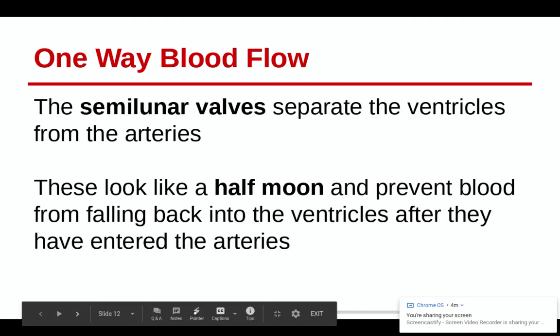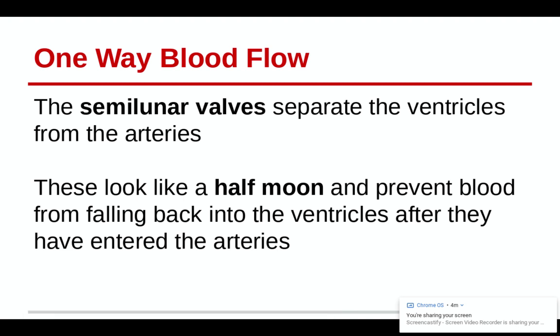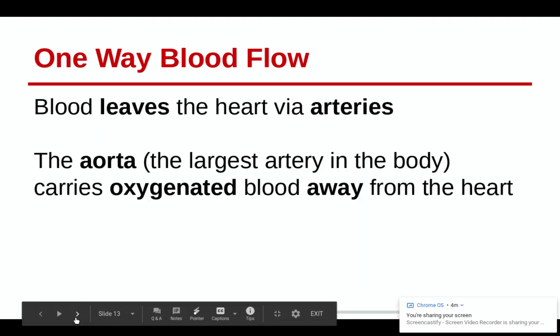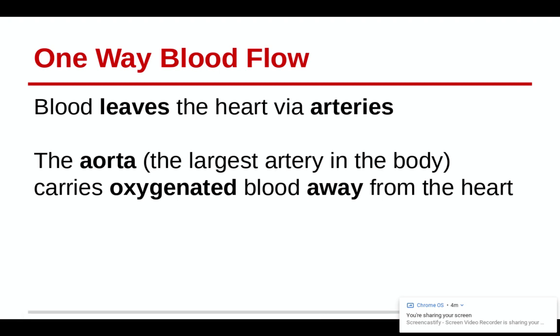The semilunar valves separate the ventricles from the arteries. So again, as it's pumped through the ventricles out into your arteries, we don't want any blood going back the other way. They look like a half moon and prevent the blood from falling back into the ventricles after it has entered our arteries. As the blood leaves the heart via the arteries, the aorta, which again is our largest artery in our body, carries the oxygenated blood away from the heart.